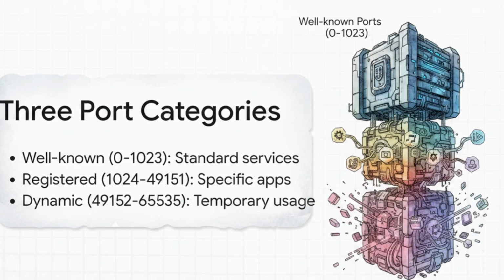Then, the middle tier, registered ports, from 1024 to 49151. These are a bit more flexible, typically used by specific applications, maybe a particular video game or a custom corporate software suite. Finally, at the bottom, we have dynamic or private ports, spanning from 49152 all the way to 65,535. These are the Wild West of ports. They are used entirely for temporary, ephemeral communication. Your browser might grab one of these dynamic ports just for the few seconds it takes to load an image, and then, boom, it instantly releases it back into the pool.